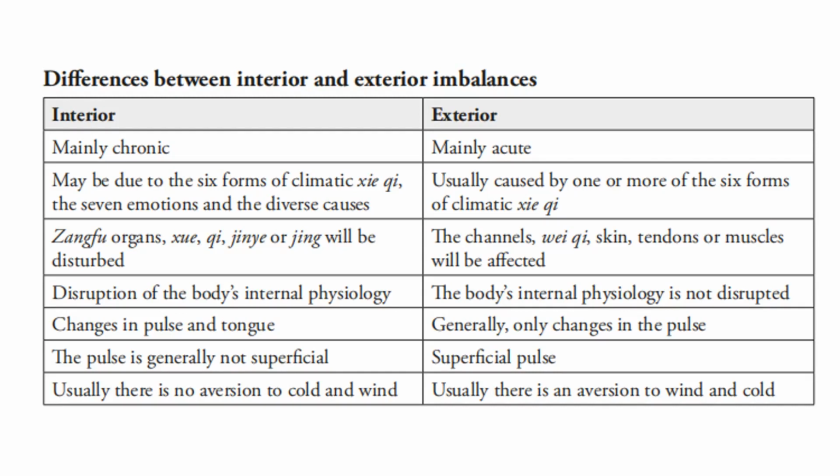For the interior, there is disruption of the body's internal physiology, while in the exterior, the body's internal physiology is not disrupted. For the interior, there could be changes in the pulse and tongue, while in the exterior, generally, only changes in the pulse. For the interior, the pulse is generally not superficial, while in the exterior, we can feel the superficial pulse. For the interior, usually there is no aversion to cold and wind, while in the exterior, usually there is an aversion to wind and cold.